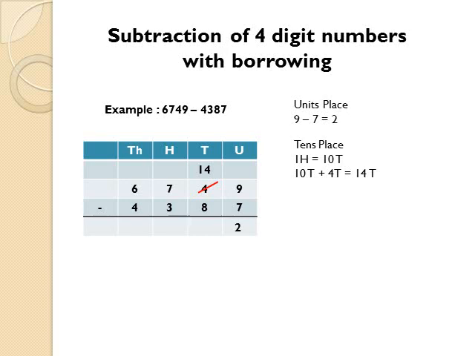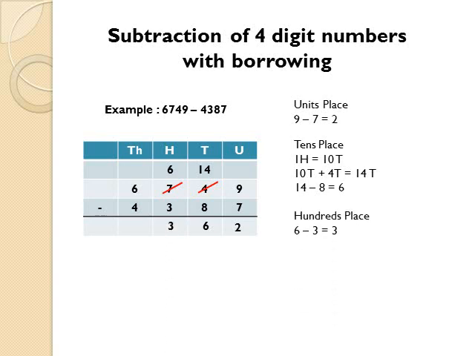And now subtract the digits in tens place. 14 minus 8 is equal to 6. So, write 6 in tens place. Now see the digits in hundreds place. As hundreds place has given 100 to tens place, now hundreds place has remaining 600. So strike out 7 and write 6 above 7. Now subtract the digits in hundreds place. 6 minus 3 is equal to 3.